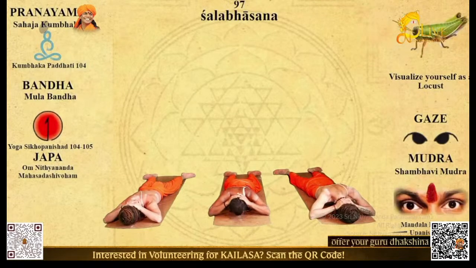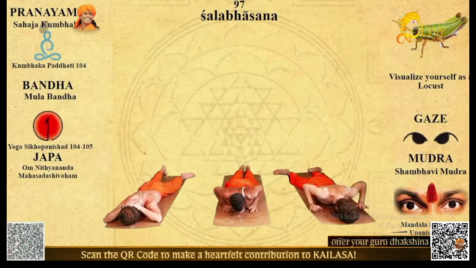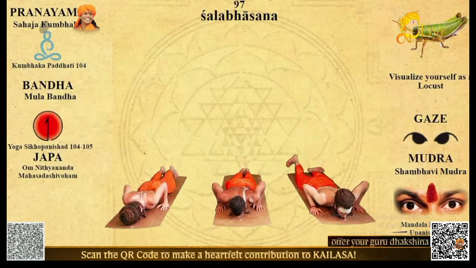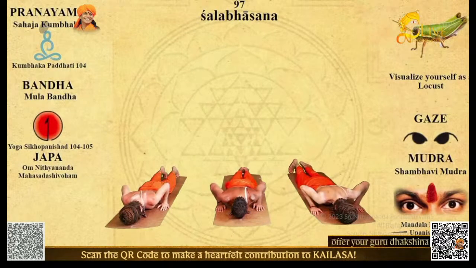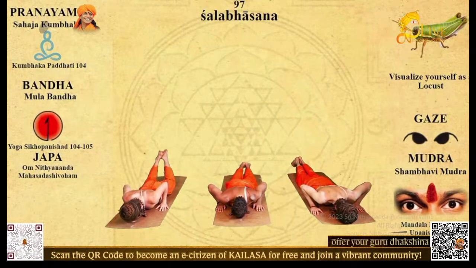The next asana is Salabhasana. As you place both the hands side of the chest, now forehead on the ground. Now lift the legs and knees off the ground as you perform Salabhasana, visualizing Swamiji in your inner space.